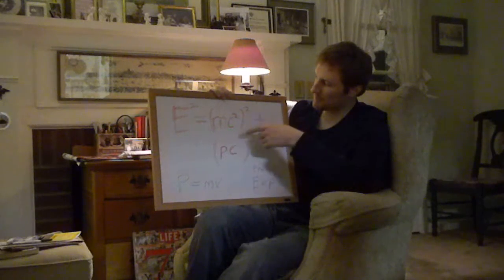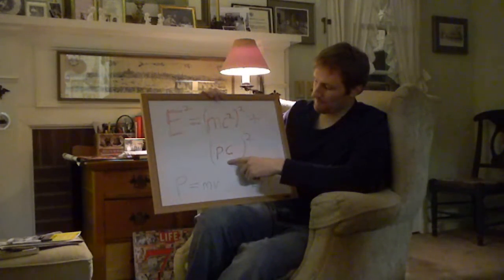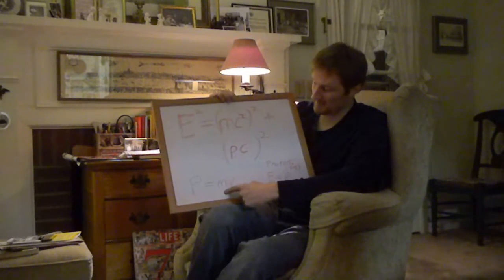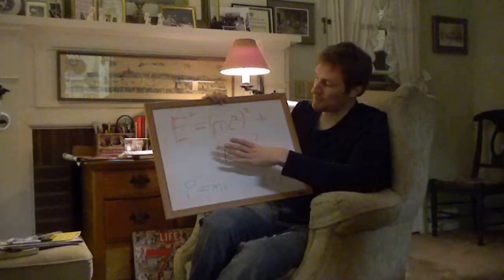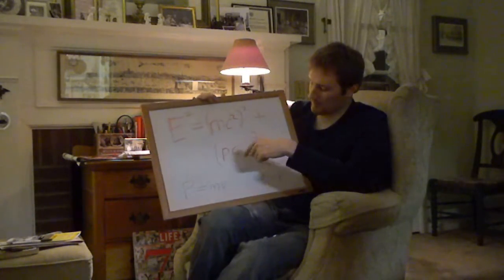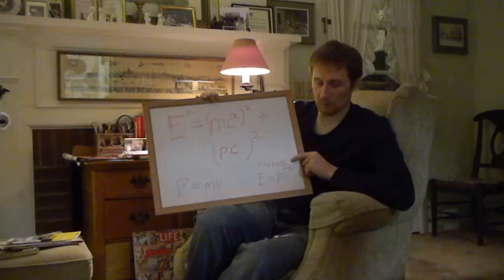E squared equals mc squared plus pc squared. P is your momentum, and momentum is expressed as your mass times your velocity. This is the total energy of a body, particle, or a mass. And we have to take into account the very specific case of a photon.